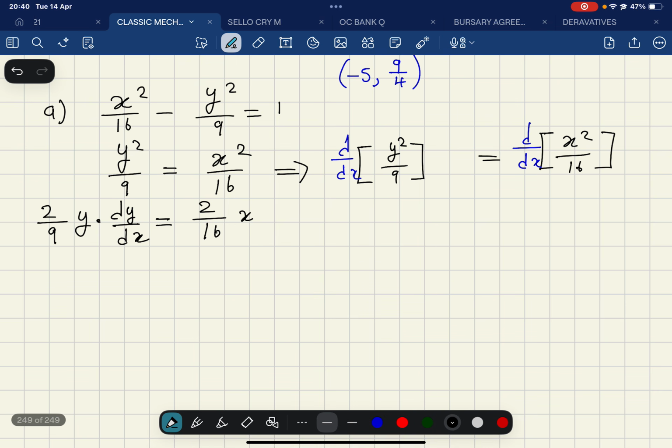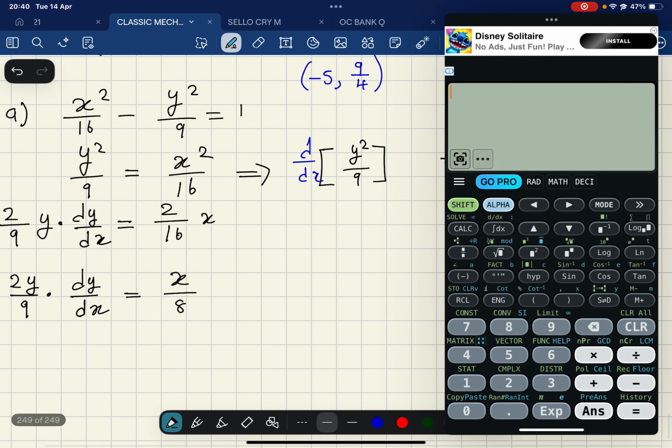Then from there, on the left hand side, what do I have? I have 2y divided by 9 multiplied by dy over dx, which is equal to, remember 16 is the same as what? As 2 times what? 2 times 8, if I'm not mistaken, which means I'm remaining with x over 8. I'm not sure, let me recheck that. 2 times 8, yes, is 16.